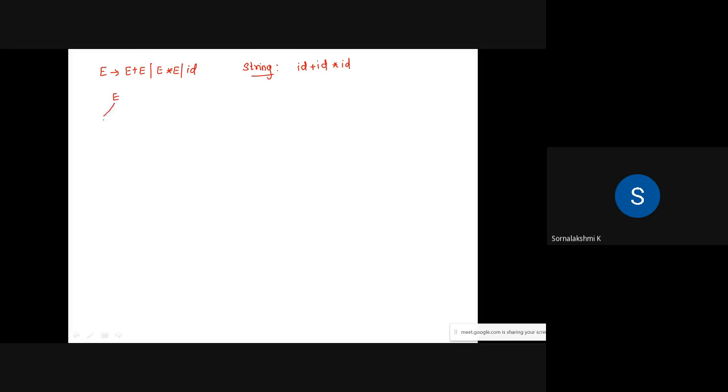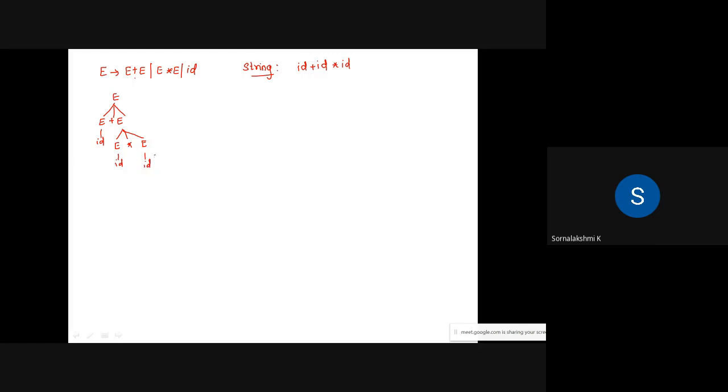I can expand it with E plus E. It allows expansion of both plus first and asterisk first; anything I can do. So I'll expand plus first, then I'll expand asterisk next, E asterisk E. This I'll directly substitute with ID, and this I'll substitute with ID and ID.